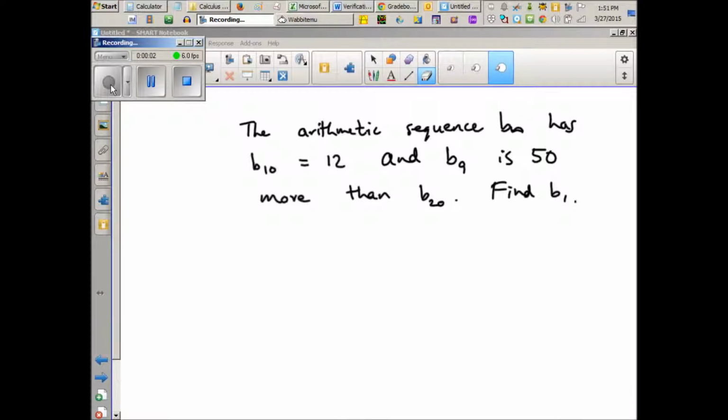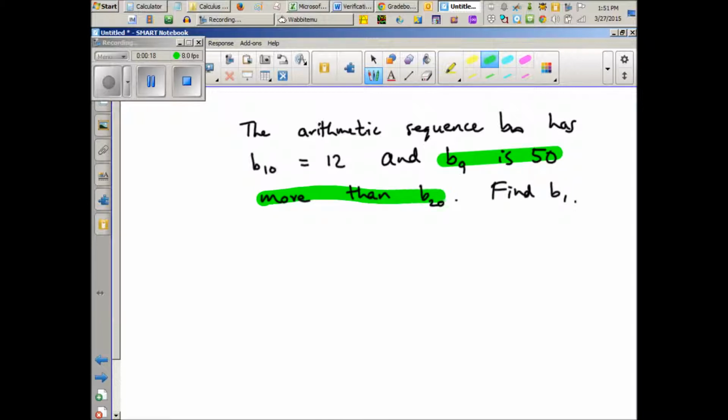Okay, so now let's finish this problem. So B10 is 12, B9 is 50 more than B20. So you can kind of start writing down truth statements. One thing you can always do is turn an English sentence into an equation. A statement like B9 is 50 more than B20 can be written mathematically simply as B9 is 50 more than B20, right? So that's one little clue.